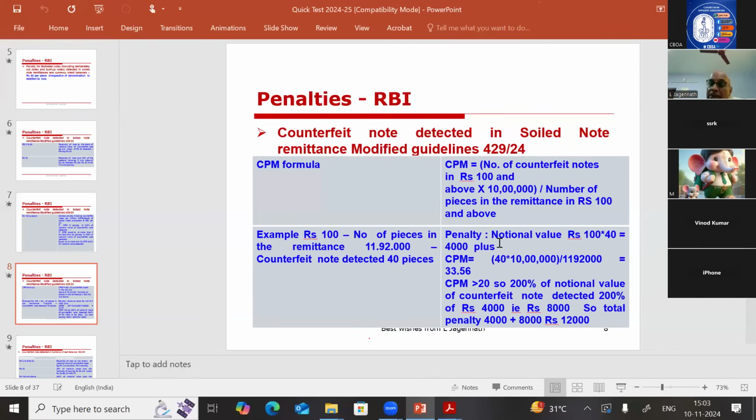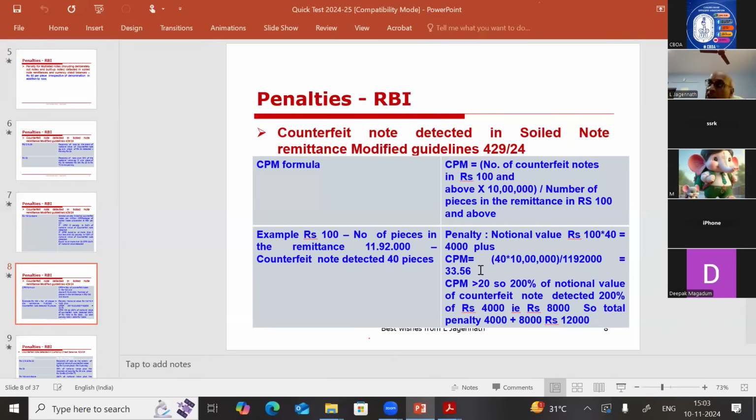What is CPM? CPM is equal to, I told you, the number of counterfeit notes, that is 40, the number of counterfeit notes you found out, divided by the number of pieces remitted, per million. So 40 into 10 lakh divided by the number of pieces of remittance, 11 lakh 92,000, is equal to 33.56.